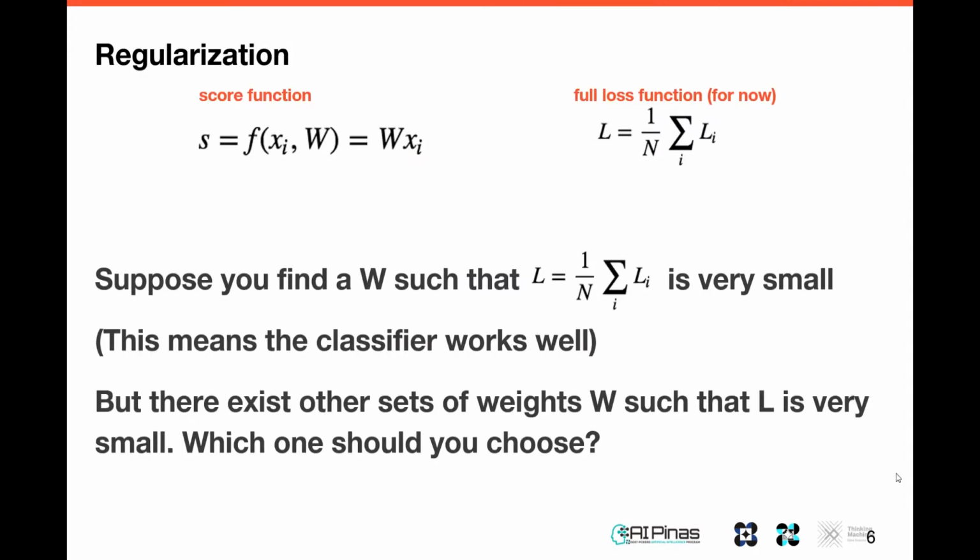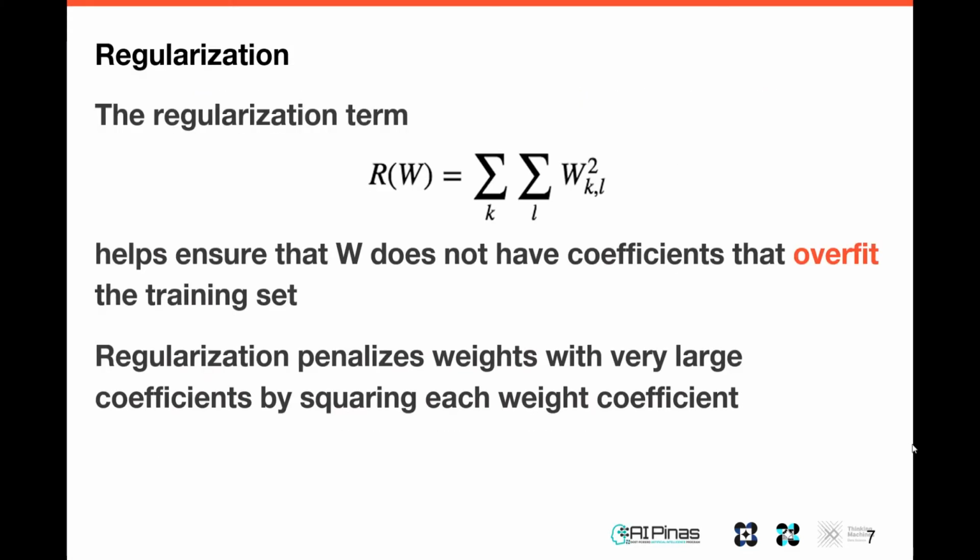So if your full loss was just the data loss, you could find a W such that your data loss is very small. A small loss means the classifier probably works well, but there's no guarantee that W is unique. Given some value L, you may find many sets of weights W such that L is equally small for all of them. So in that situation, which set of weights do you choose? The regularization term is commonly defined as the sum of W squared across all of its elements. And this helps ensure that W does not overfit the dataset too much.